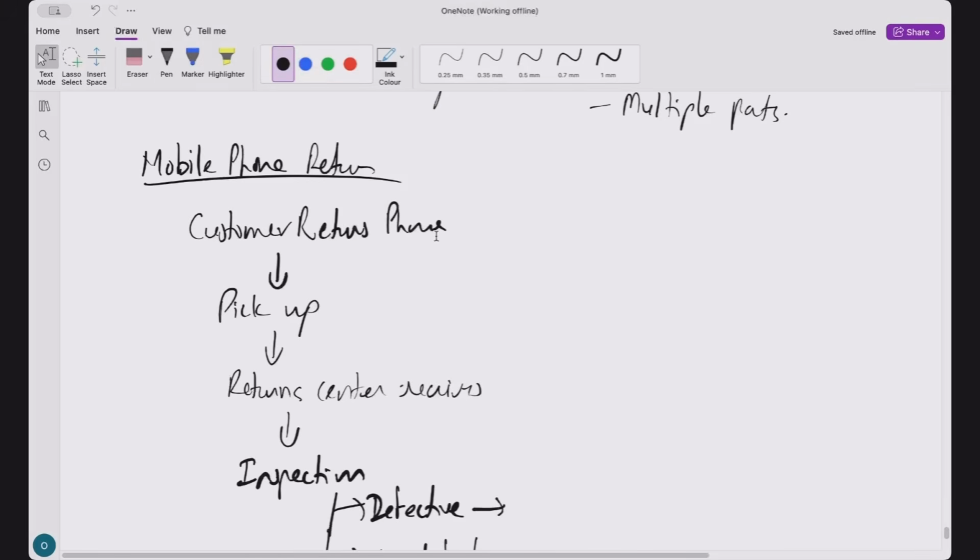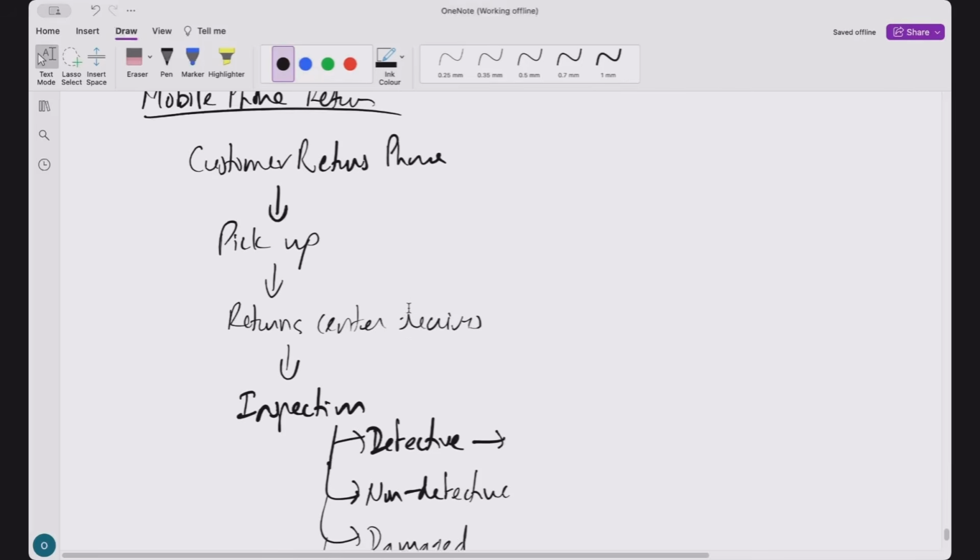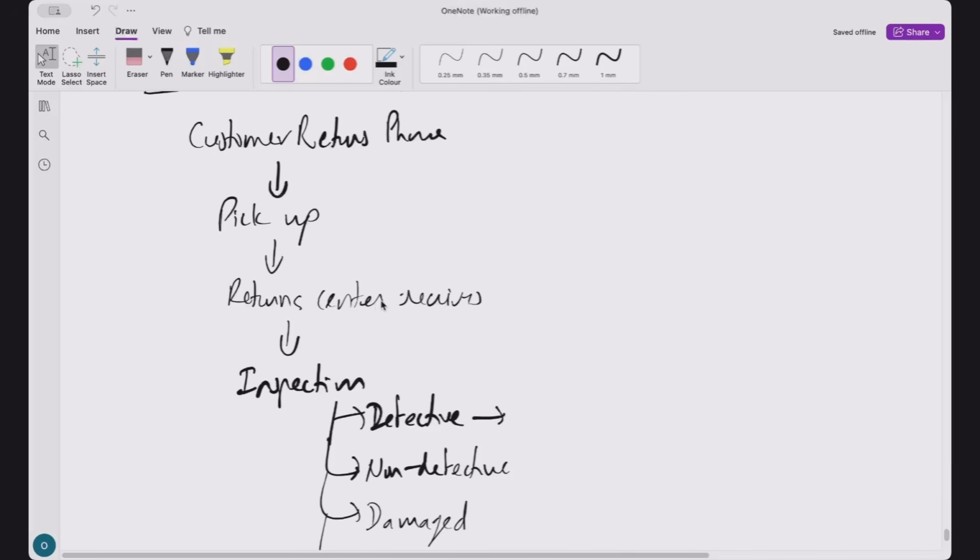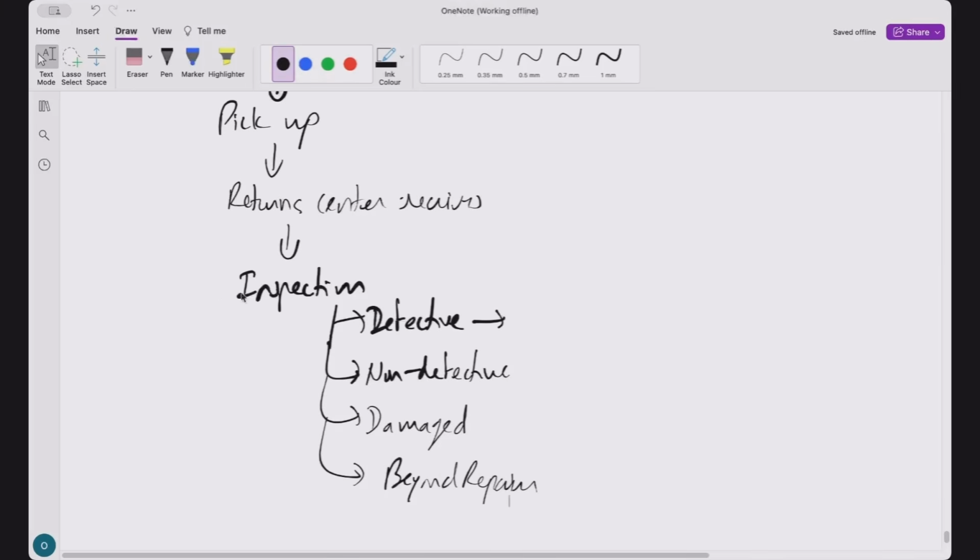So customer returns the phone, phone is picked up by courier, then returns come to the return center. Here inspection happens. If the product is defective, then it will go to repair center, then it will be refurbished and resold. If it is not defective and it is in good condition, then we can restock and then resell as new.